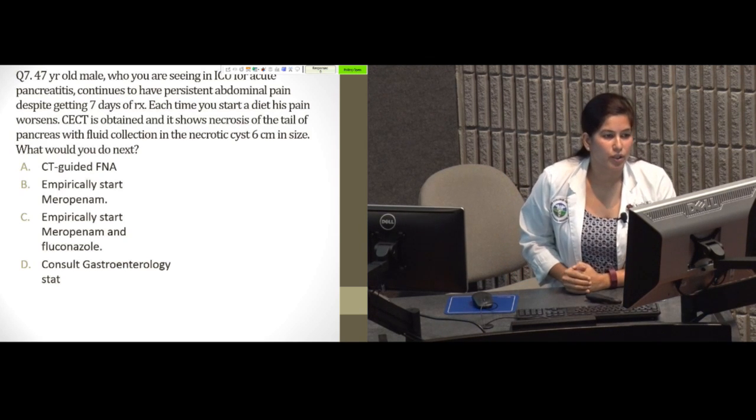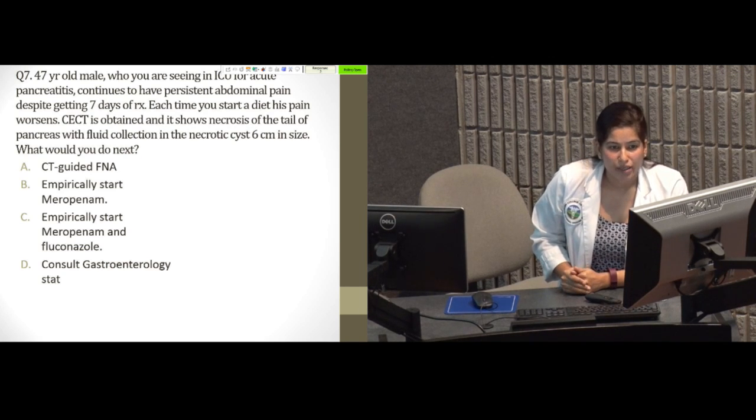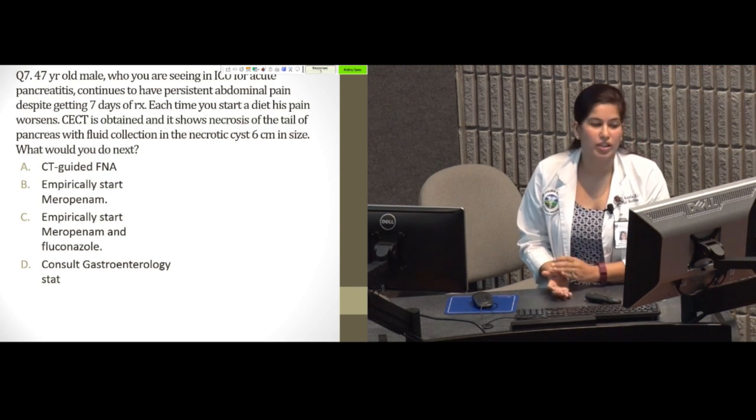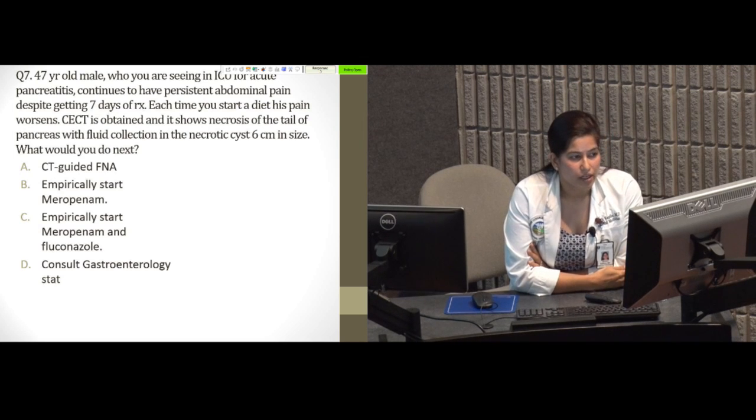So next is a 47-year-old man who you're seeing in the ICU for acute pancreatitis, and he continues to have abdominal pain despite getting 7 days of treatment. Each time you start him on a diet, his pain worsens. Now, after 7 days, you do a CT scan, as we discussed before, that we did ultrasound before, and after 7 days of doing everything, nothing is working out. You do a CT scan, and you see at the tail of the pancreas a 6 centimeter fluid-filled necrotic cyst.